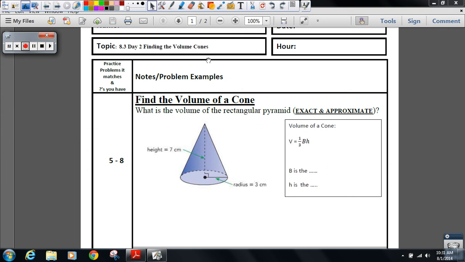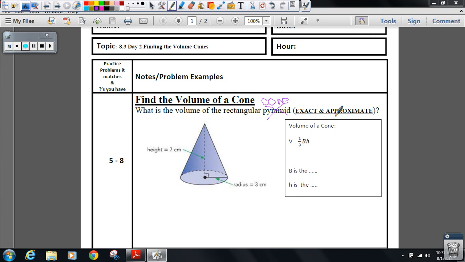Today we will be discussing how to find the volume of cones. On our first one here it says, what is the volume of the rectangular, and that should not say pyramid, that should say cone. Sorry about that typo. And it wants to know both the exact and the approximate.